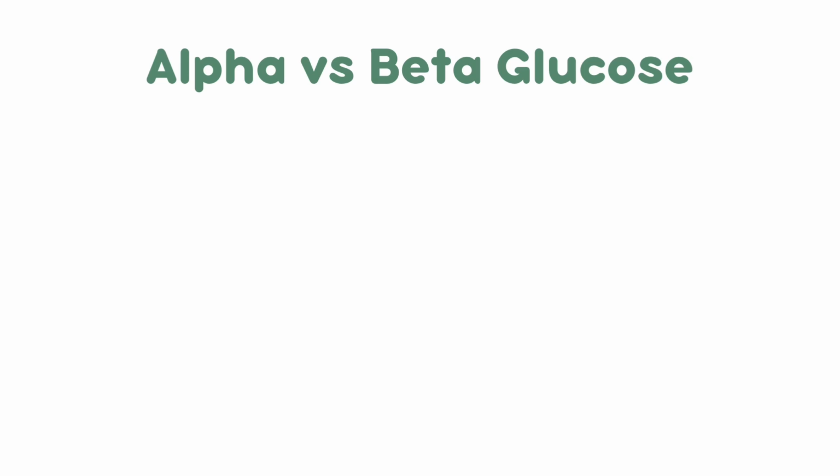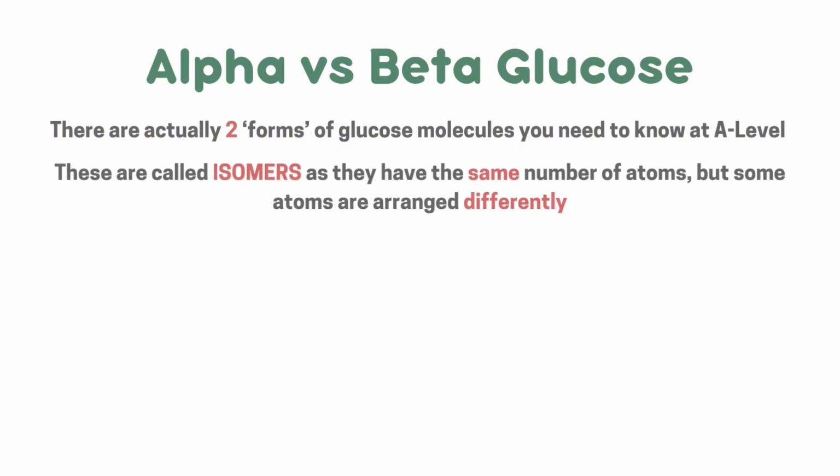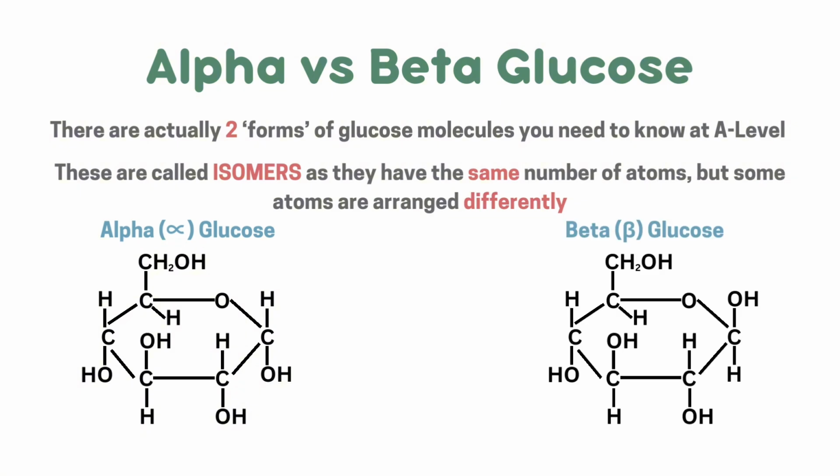First, we'll do a quick recap between alpha and beta glucose. These are the two isomers of glucose. There are actually two forms of glucose molecules you need to know at A-level. These are called isomers as they have the same number of atoms, but some atoms are arranged differently. As you can see here, this is an alpha glucose molecule. And this here is a beta glucose molecule.